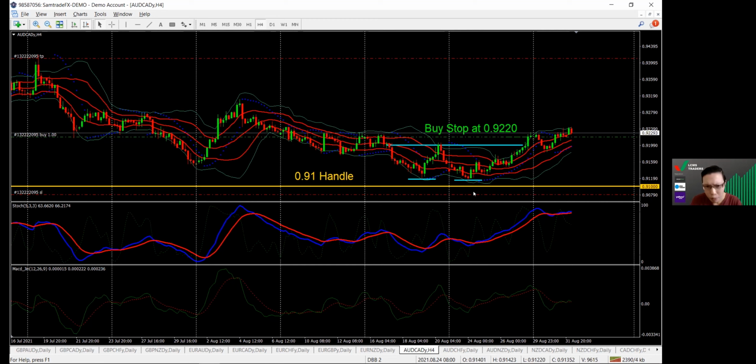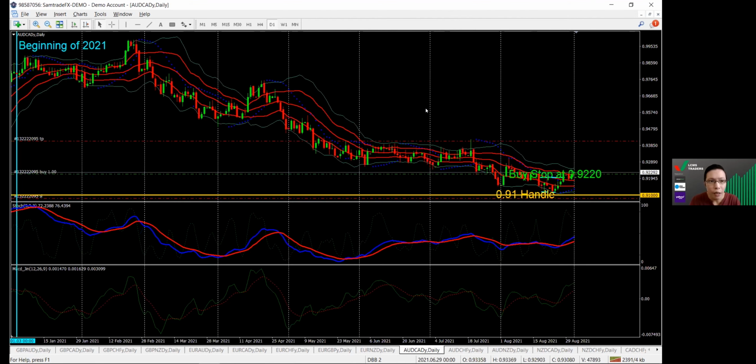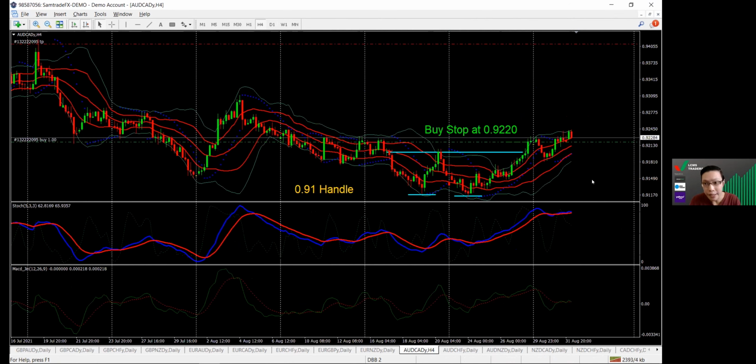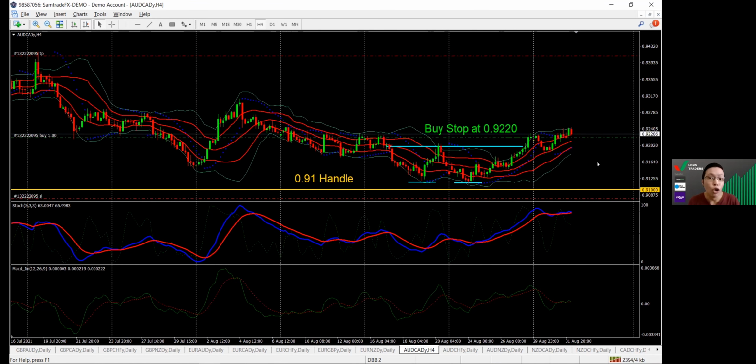So we can see over here, marked by the orange line, the 0.91 handle is the lowest level traded this year. My speculation is that this is the bottom, the lowest for now that the Australian CAD will be trading at. There are two bounces off close to this level, which marks the double bottom pattern. So I set a buy stop order at 0.922.